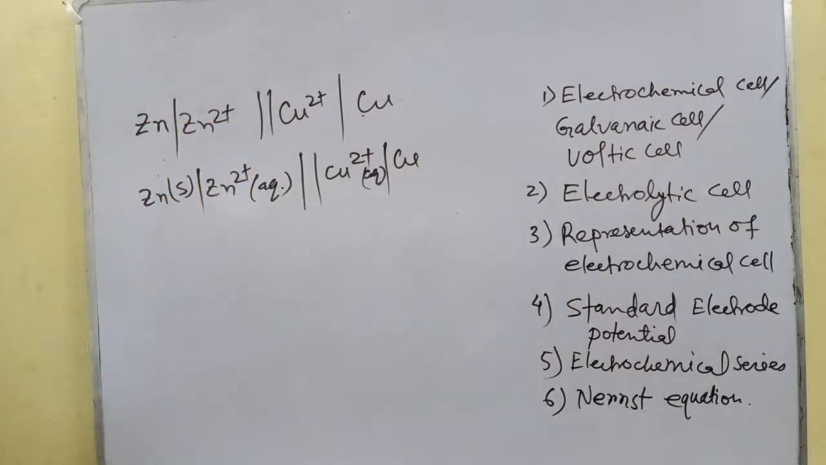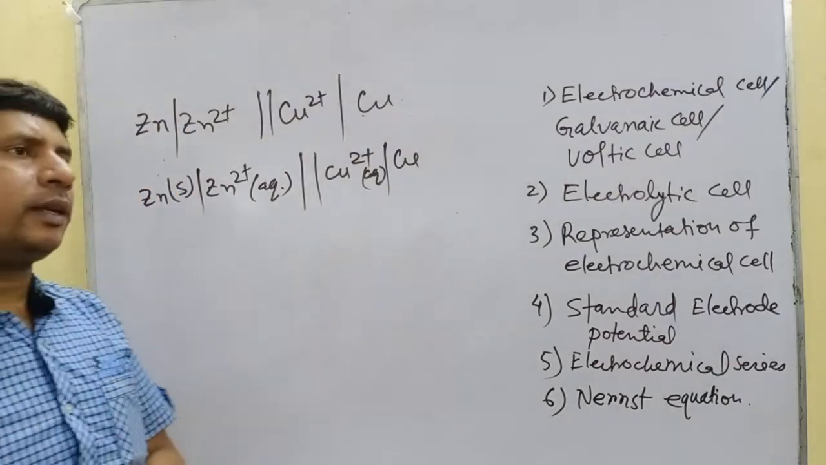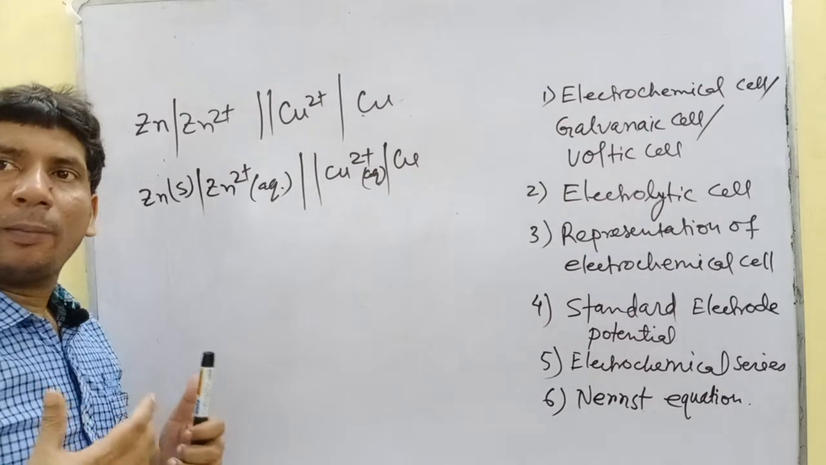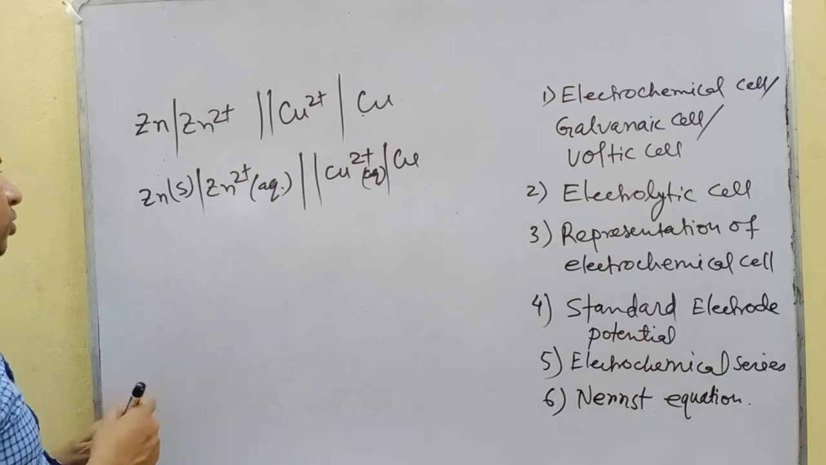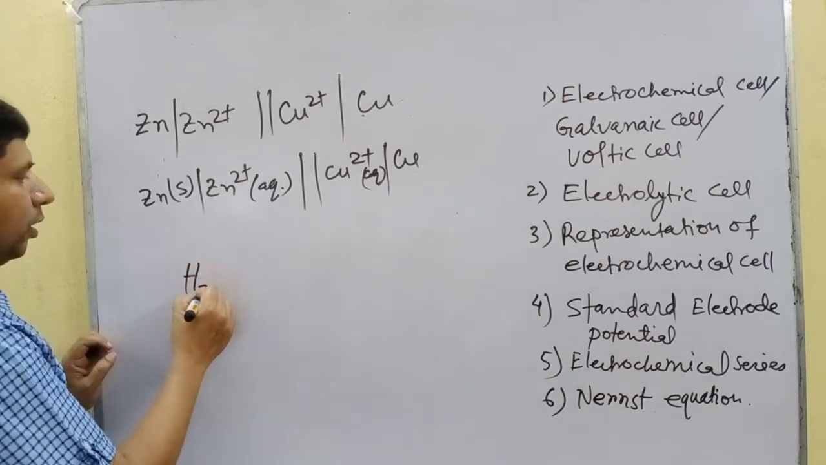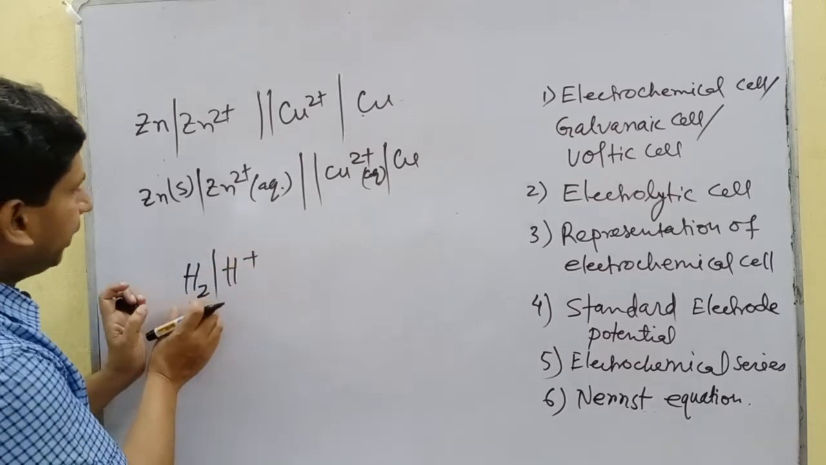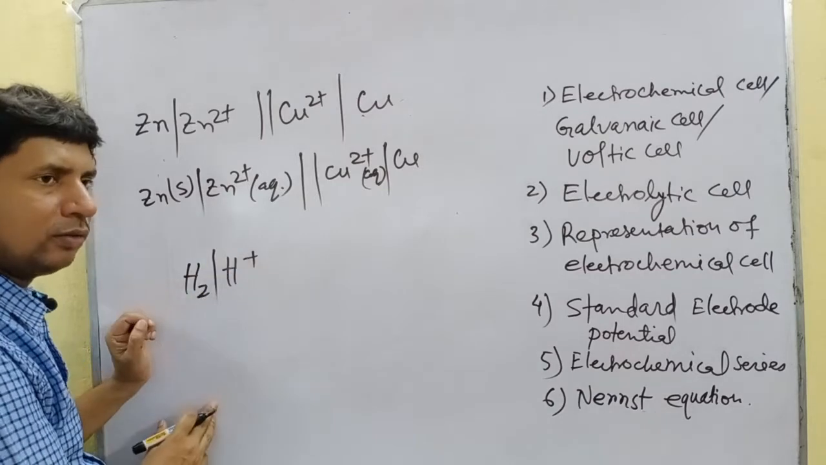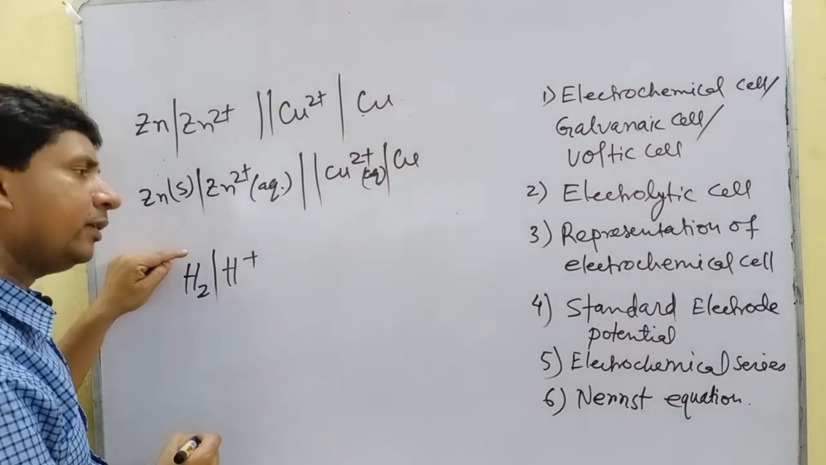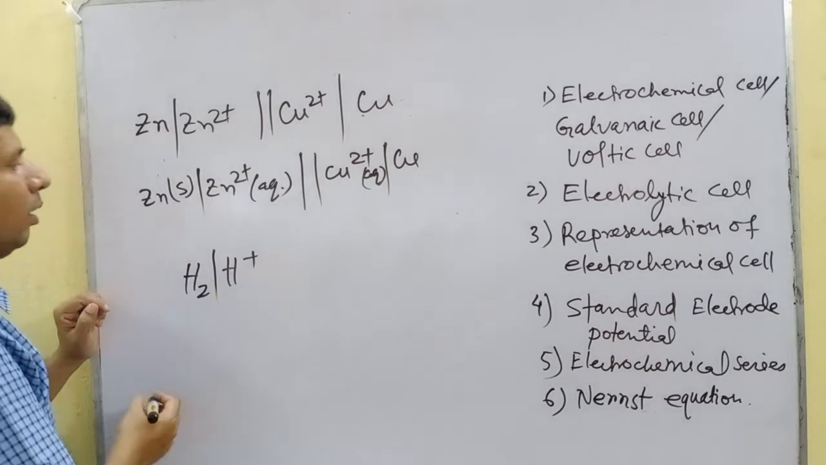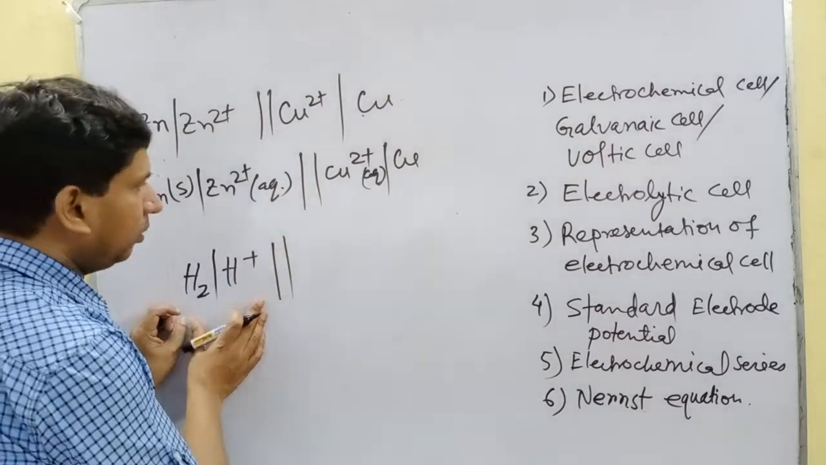Okay, now if the product is gaseous or reactant is also gaseous, that's mean if oxidation occurs for hydrogen, let us consider hydrogen H2 to H plus, so this is oxidation. When H2 converts to H plus, this is oxidation, okay, because oxidation state of free element is 0 and this is plus 1. Then double bar means salt bridge, this is the oxidation reaction.